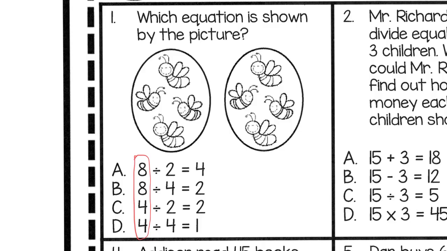And then we're going to divide them into groups of what? Well, we're going to divide them into groups of 4. So if I wanted to put 4 B's in a group, there would be 2 groups left. Or if I said I want to take my 8 B's and divide them into 2 groups, I would also get a 4 because there would be 4 in each group. So either of these would be completely fine.